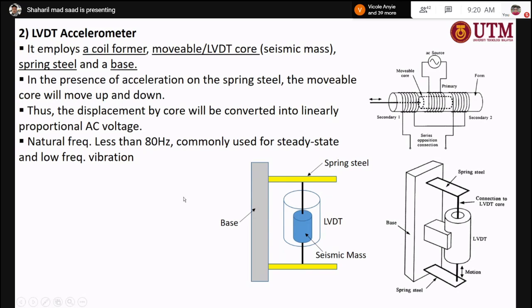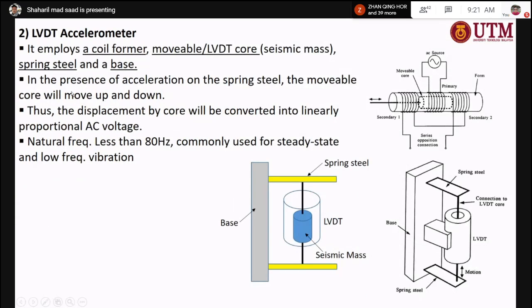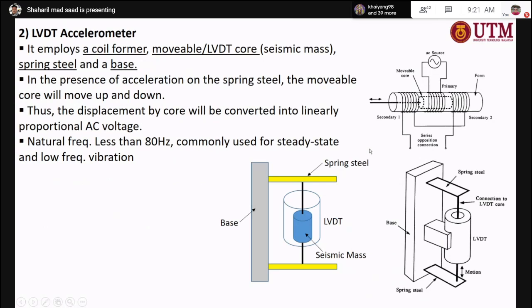Is the explanation about it. Okay. Variable reluctance uses the same concept as the LVDT also. So it also contains a few coils here, and then it also has the seismic mass. And also you will have the cantilever beam. Cantilever beam is like your spring steel, right? It's like a small rod like that.